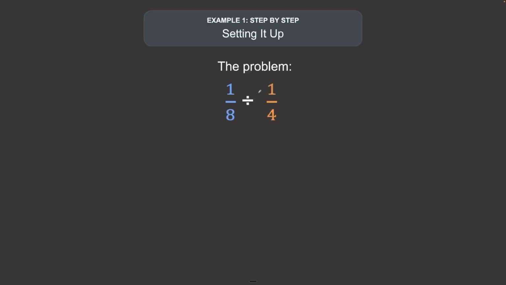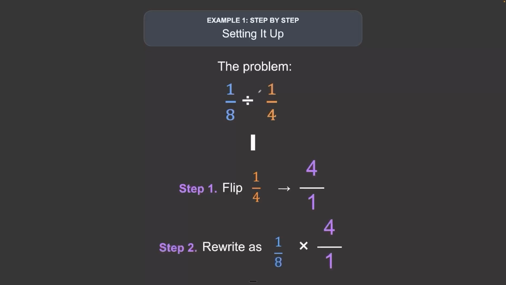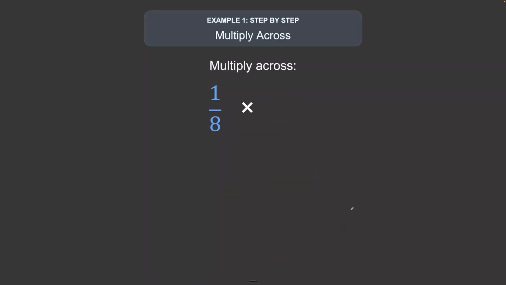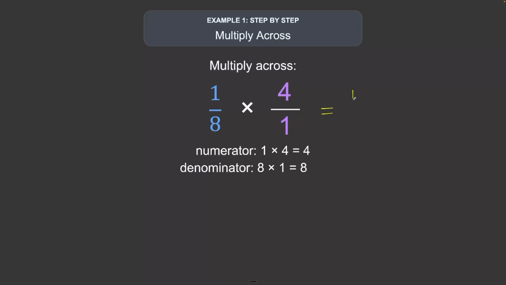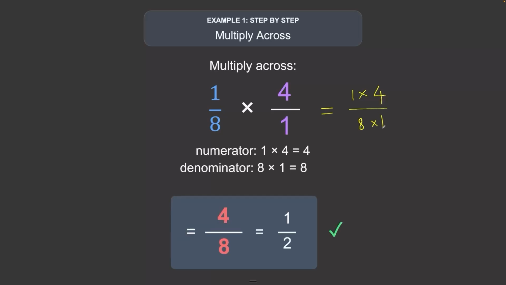Let's try one more question. 1 by 8 divided by 1 by 4. First, flip 1 by 4, make it 4 by 1. Second, rewrite it as 1 by 8 times 4 by 1. So the division becomes multiplication. Next, multiply across. 1 by 8 times 4 by 1 gives you 1 times 4 divided by 8 times 1. So that becomes 4 by 8, which is 1 by 2.